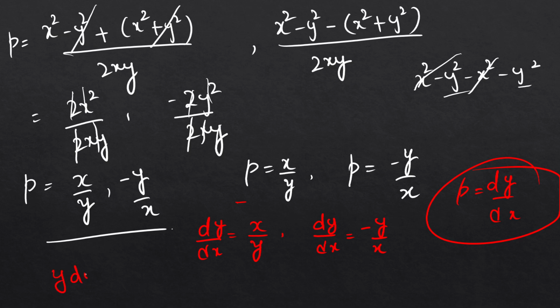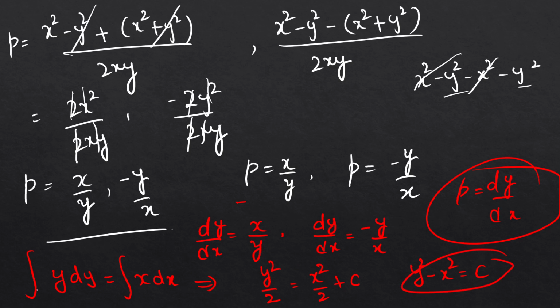So it is y dy equal to x dx. If I want to solve further, it means we are integrating. It is y square by 2 equal to x square by 2 plus c. So how can I write it down? The answer can be written as y square minus x square is equal to c. This is the first solution. I'm going to rub it out and then we will go with the second solution.